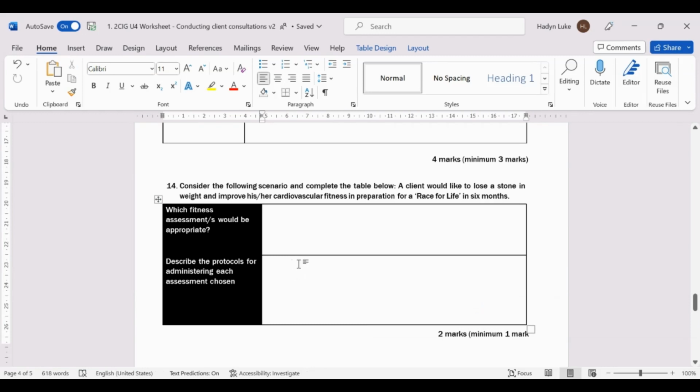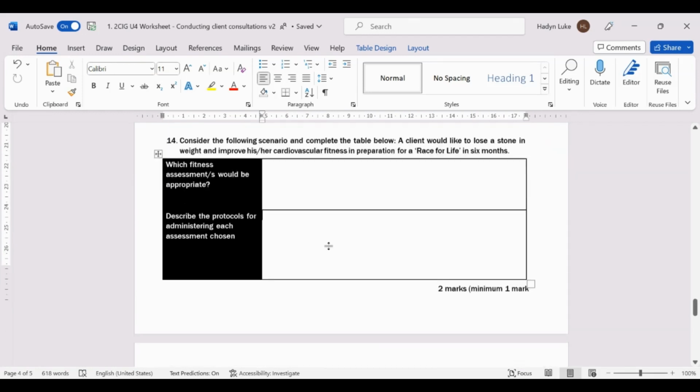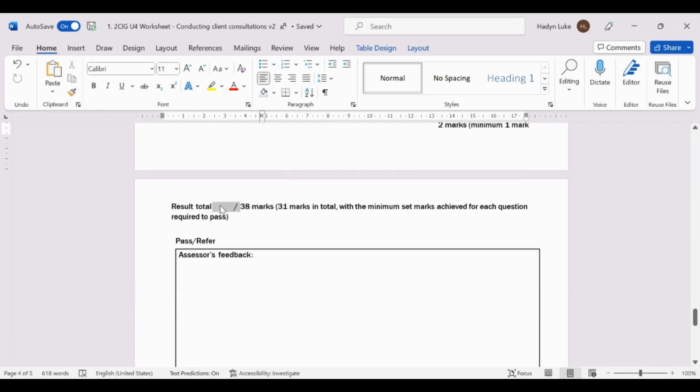Once you complete the worksheet, your tutor will clearly identify how many marks you've got for each question. They'll then clearly identify how many marks you've got for the worksheet as a whole, and then they will either mark it as a pass or a refer with written and sometimes a video link feedback as well.